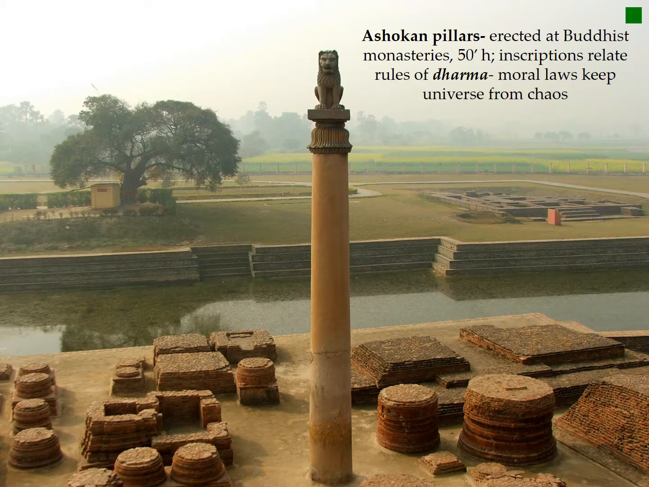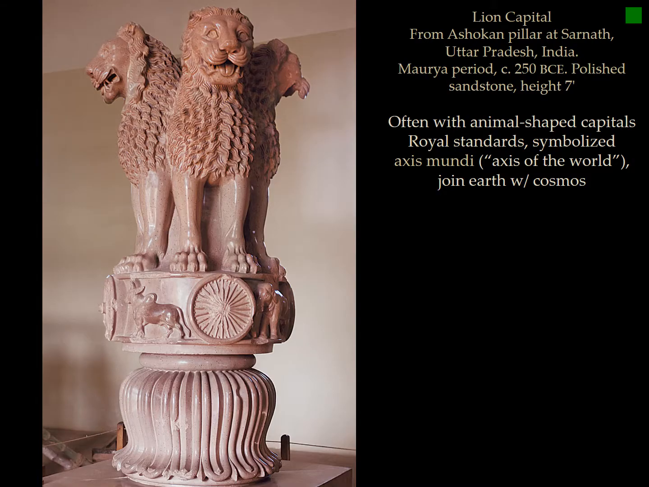The Ashokan pillars that he erected would be at Buddhist monasteries and were 50 feet high. The inscriptions accompanying them relate the rules of Dharma, which are moral rules that keep the universe from descending into chaos and to ensure that justice prevails. Here we have a lion capital from one of these Ashokan pillars, in this case from Uttar Pradesh, India.